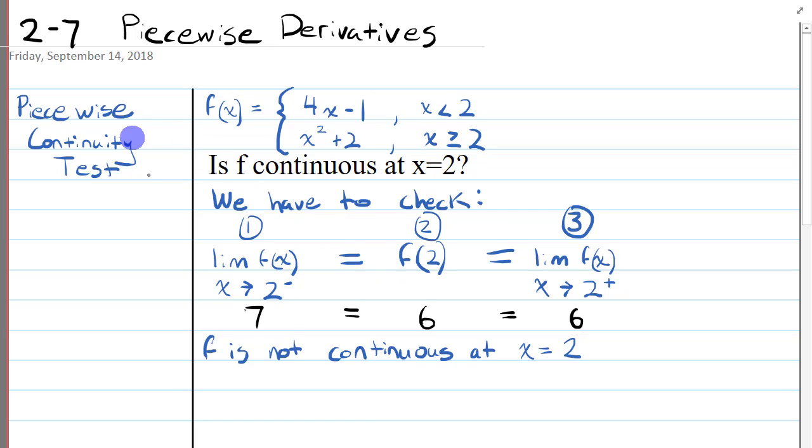So that is the piecewise continuity test. You have to check all three of these things, make sure they're all set equal to each other. I think we already knew that, though. Yeah, I think this is just making sure that we're a little bit more formal.